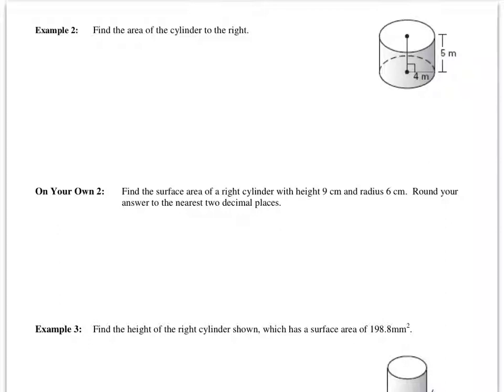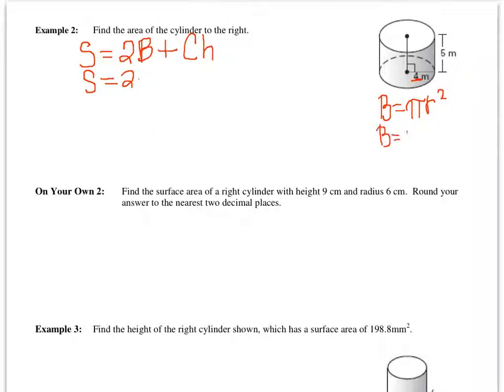All right, example 2 here. It says, find the area of the cylinder to the right. So my formula is S equals 2 times the base plus the circumference times the height. So my surface area equals 2 times my base. So my base, it's a circle, so it's pi r squared, and my radius is 4. So base equals pi times 4 squared. Well, that's 16 pi. So my base is 16 pi.